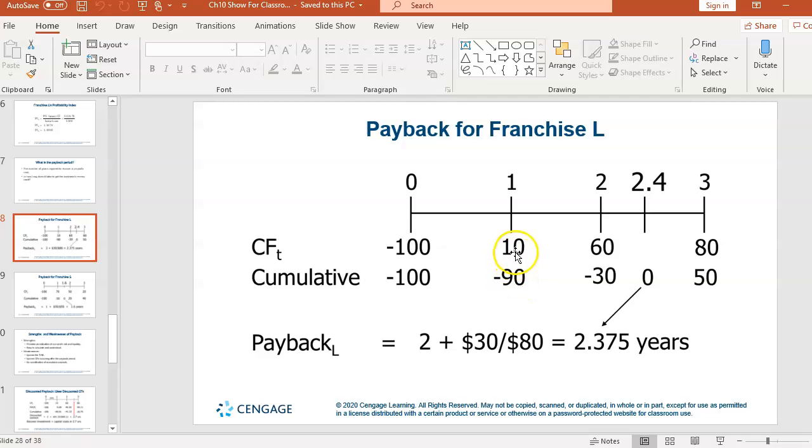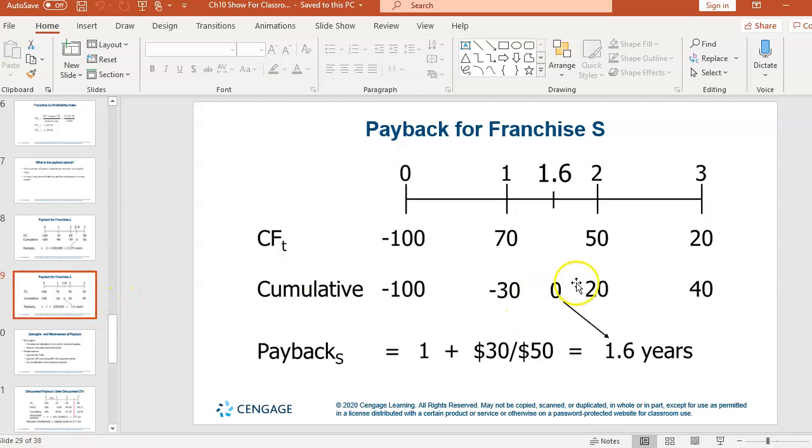So we take the initial cost and we deduct from that future positives. So after year one, I have a negative 90. Then after year two, I've got a negative 30. Then when I go from years 2 to 3, I go from negative 30 to positive 50 because it's $80 cash flow. So I know I go positive between years 2 and 3. So I know the answer is 2 point something. Obviously, you can see the 2.4 right there. So I go 2 plus 30 divided by 80. And I get 2.375 years, or rounded to be 2.4 years.